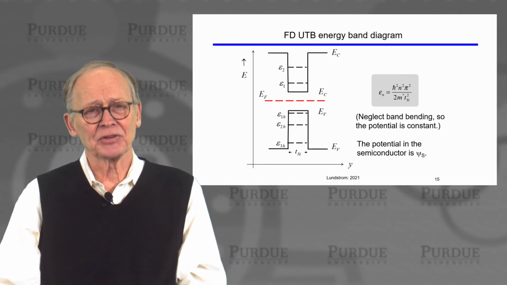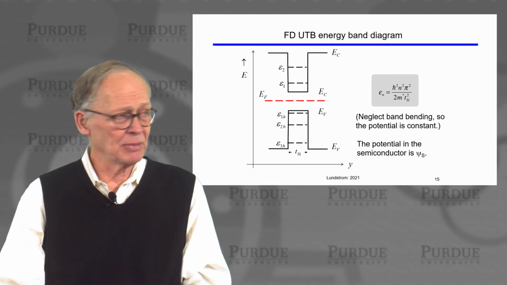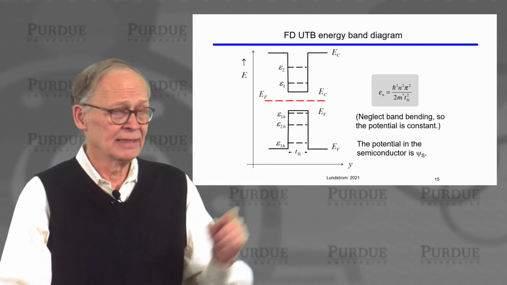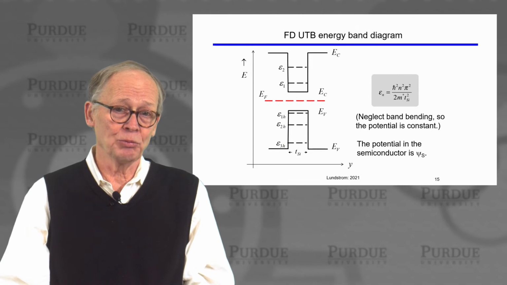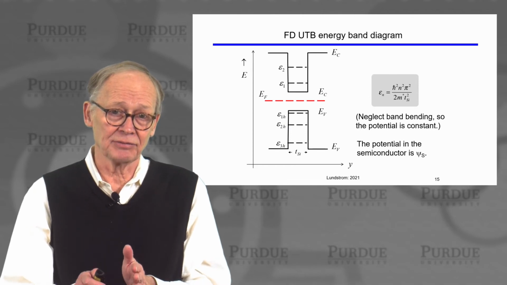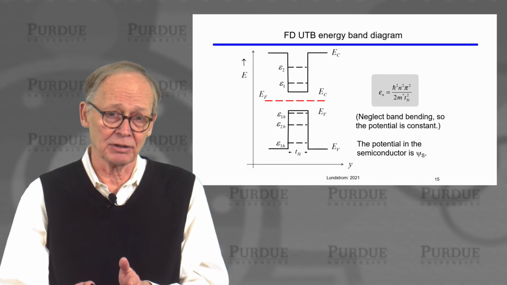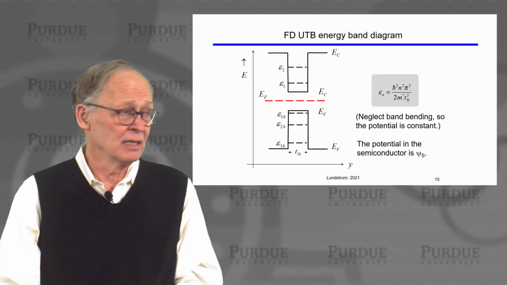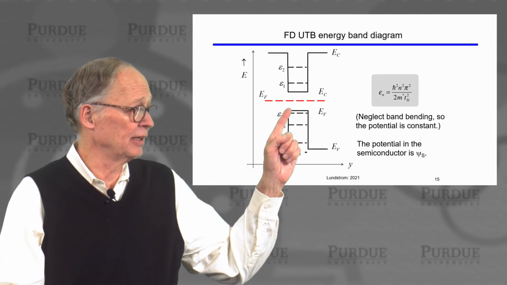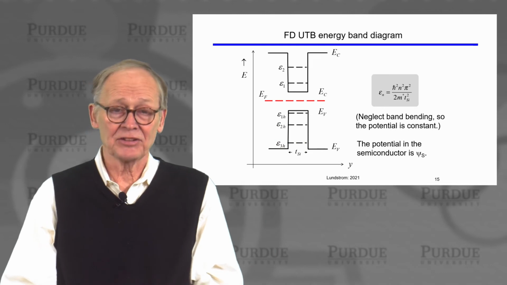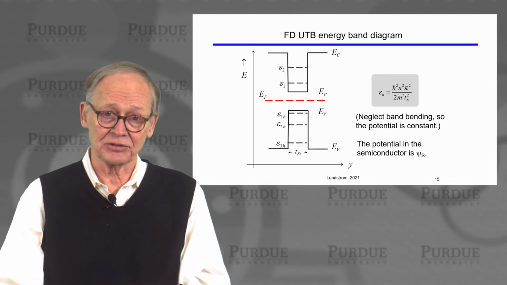Now, we don't have a surface potential, but we have a potential of the semiconductor. Notice that there is no band bending. This layer is so thin and fully depleted that the bands aren't bending. That's our assumption here. So the potential is constant in the semiconductor. Psi sub s will just be the potential of the semiconductor.